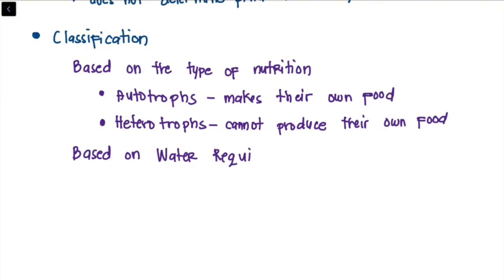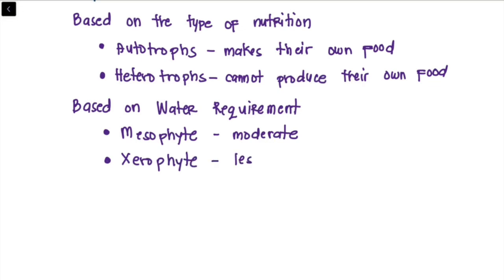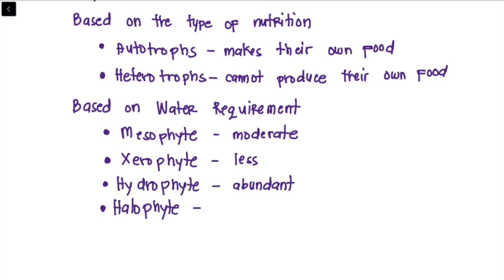Another is based on the water requirement ng mga halaman. So we already know na we have mesophyte, where moderate lang yung required amount of water, xerophyte, less amount. Hydrophyte, syempre ito yung may abundant requirement. And then halophyte, these are the plants which require water with sodium chloride.